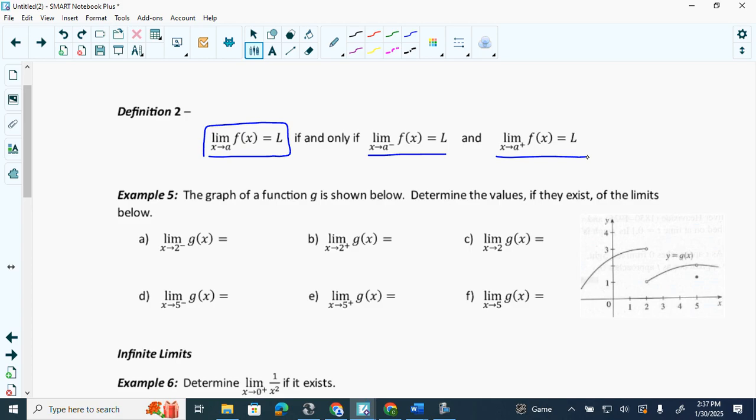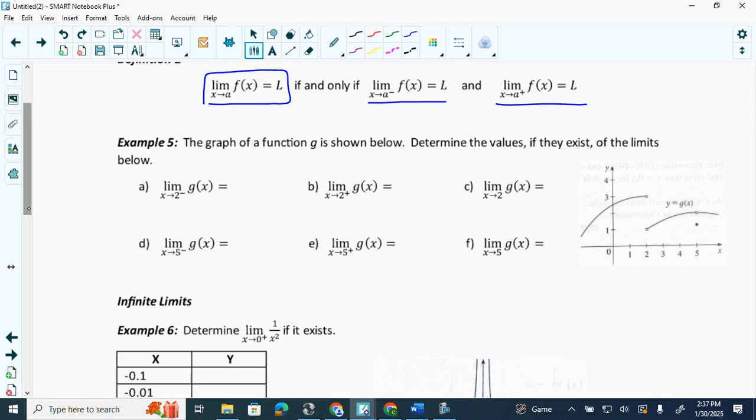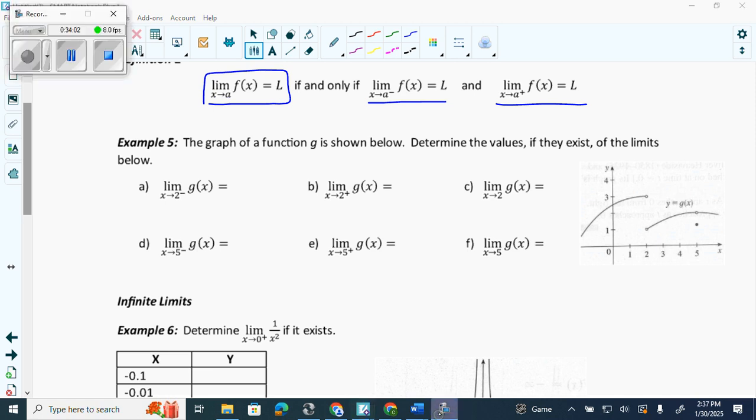So we're going to look at some graphs here. Example 5. This is the graph of G. I want you to tell me what these values would be. Use pencil. Try it out.